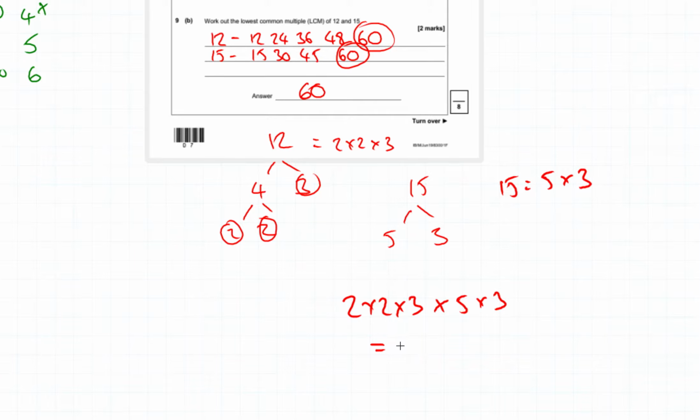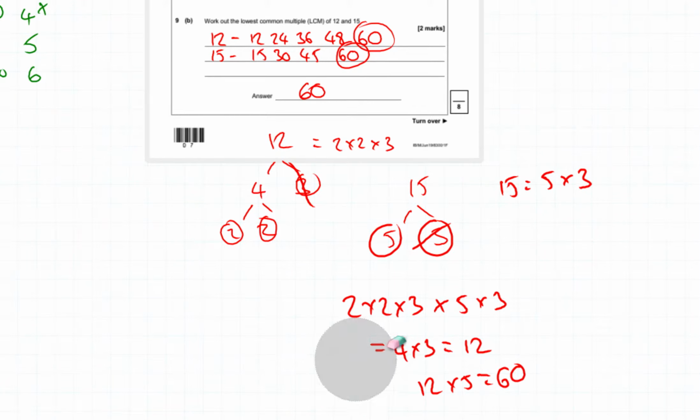So 2 times 2 is 4, times 3 is equal to 12. 12 times 5 is equal to 60. Actually, you wouldn't have the extra 3 here, because the 3 is seen in both, so you would ignore that one, and you get your answer, which is 60. Okay, so that is 9b.